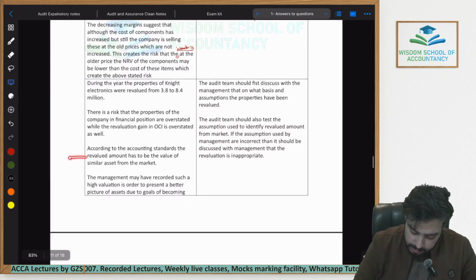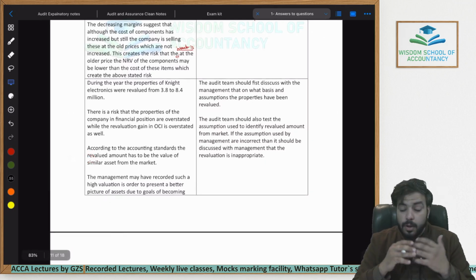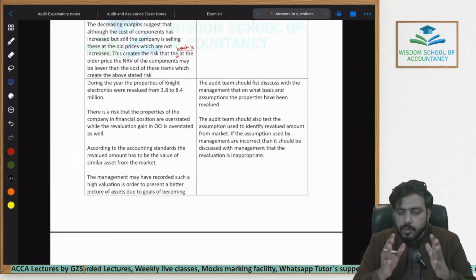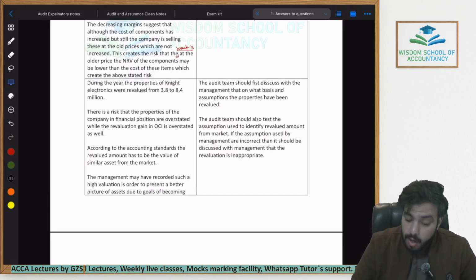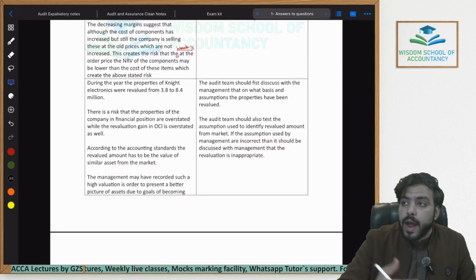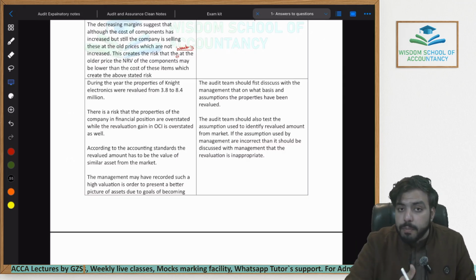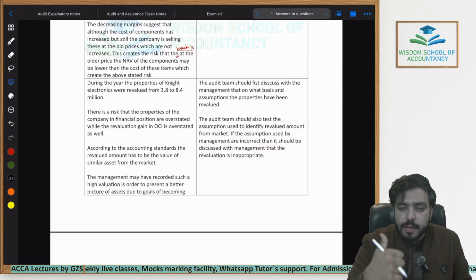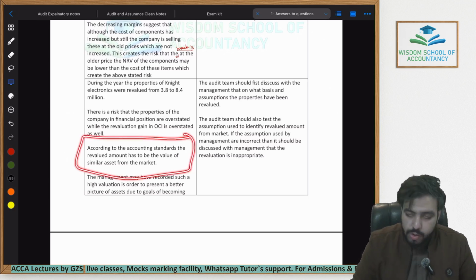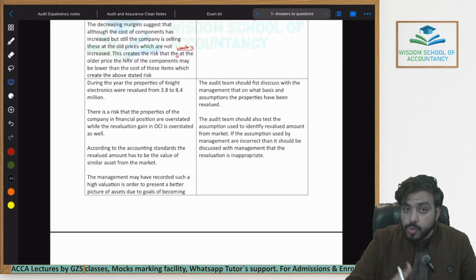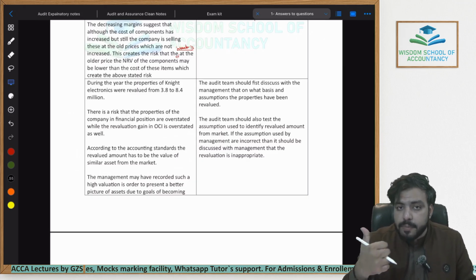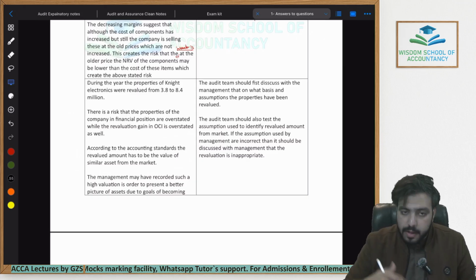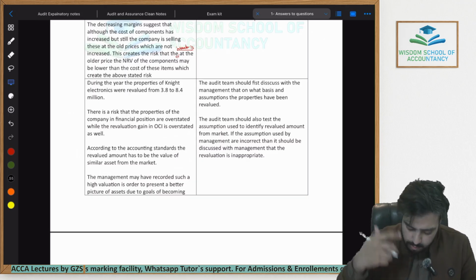So the third one would contain that the management may have, what does the accounting standard say about it? The accounting standard states that the properties should be revalued at the amount of the most similar item within the market. You shouldn't revalue it just because you think that this should be the amount. No, you should choose the amount of the similar type of asset or property within the market, and then you should use that value to revalue your properties.